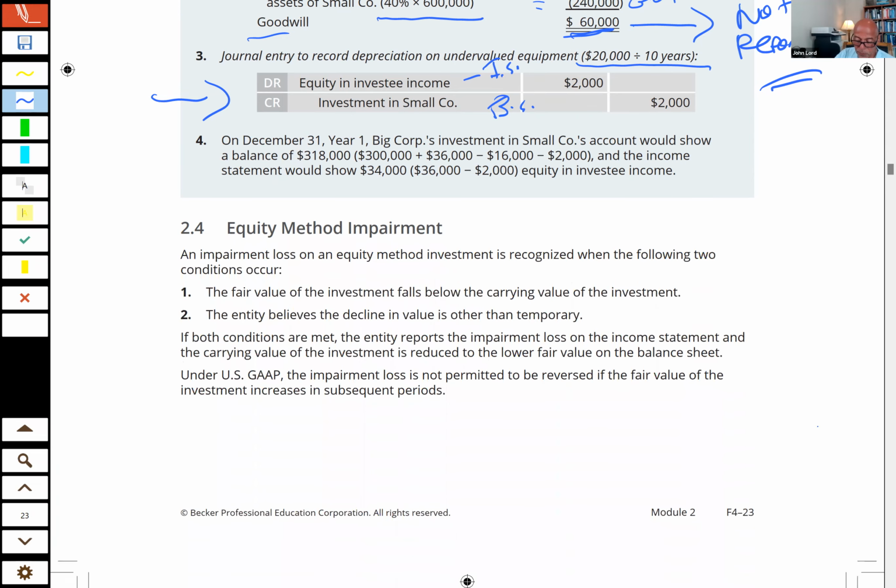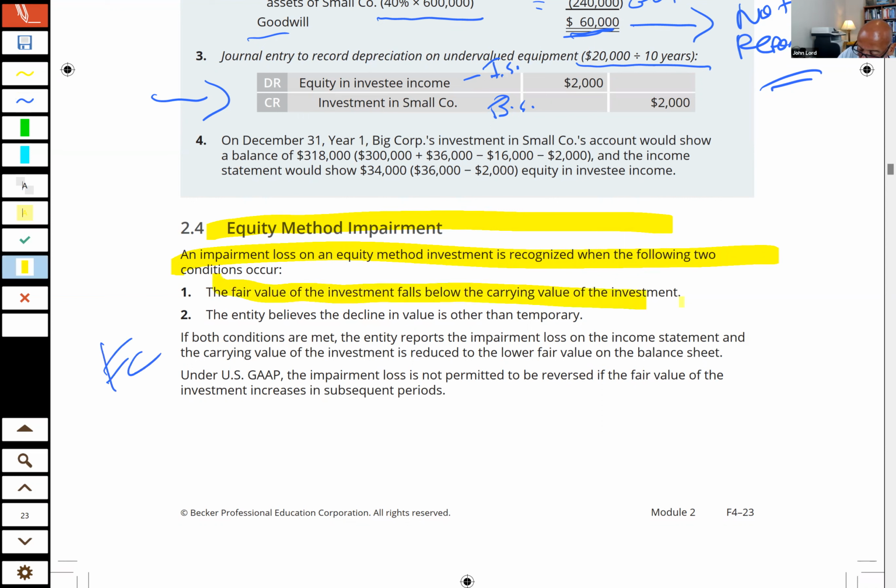Okay, good. Now, if there is impairment of an asset under the equity method, what should we do? Flashcard: if the fair value of the investment falls below the carrying amount and the entity believes the decline is other than temporary, if both conditions are met, the entity reports an impairment loss and the carrying value of the investment is reduced to the lower fair value. The impairment loss is not permitted to be reversed under US GAAP, which we only test on the CPA exam.